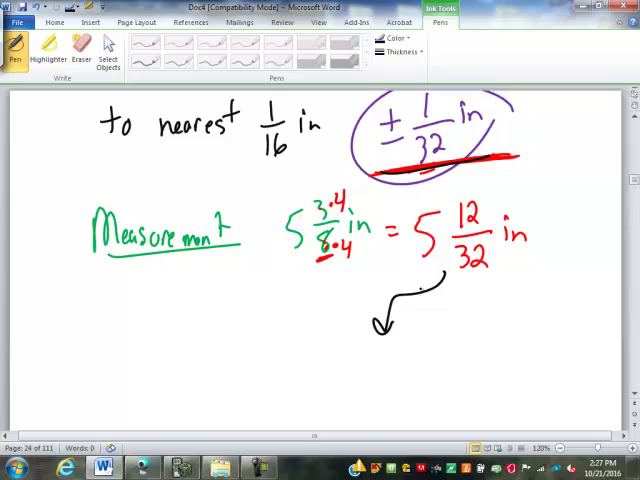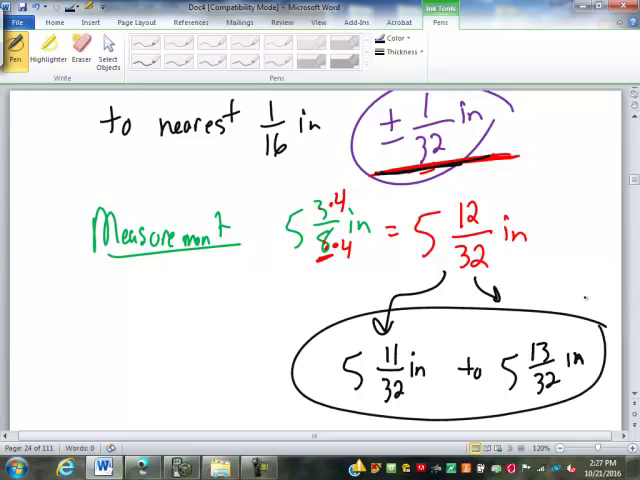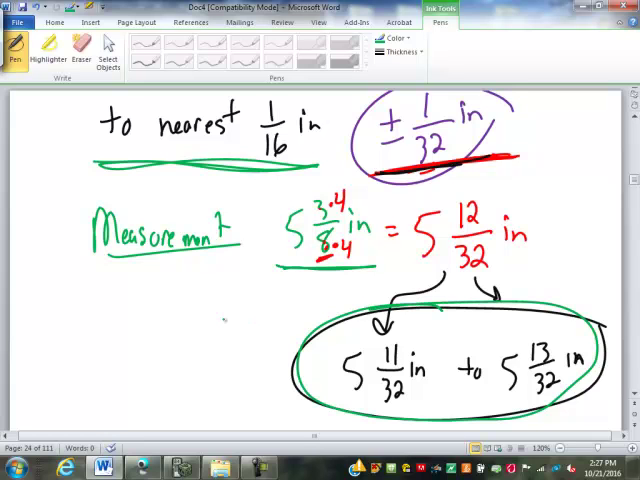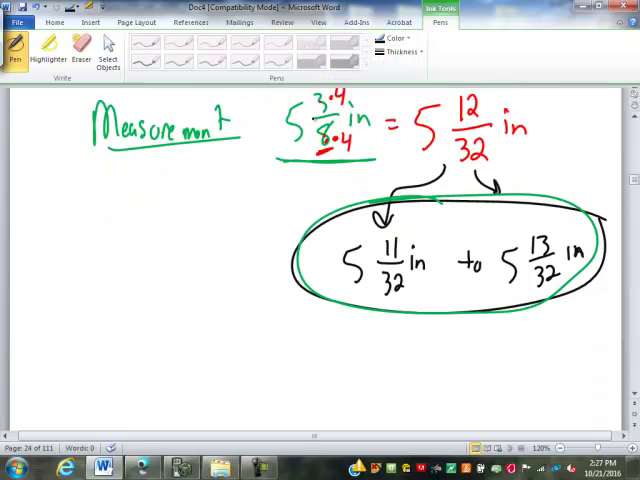So minus 1/32 would be 5 and how many? 11. 12 minus 1 would be 11. Plus a 32nd would be 5 and how many? 13. Good. 32nds of an inch. So again, if we have a ruler or a tape measure that goes to the nearest 1/16 of an inch, if we measure an object at 5 3/8, what that's implying is it's between 5 and 11/32 and 5 and 13/32.